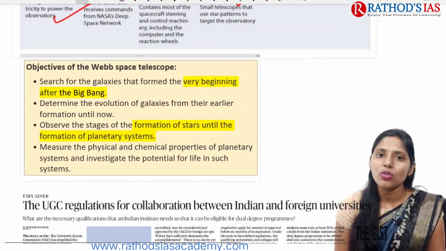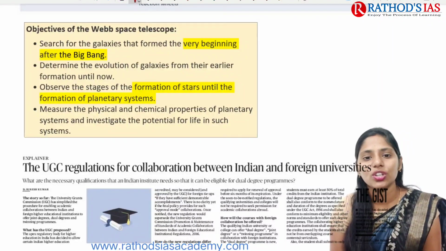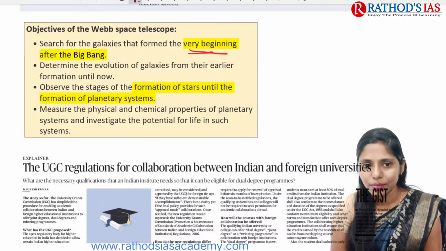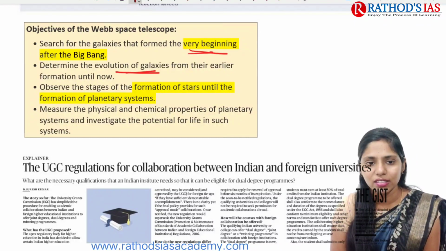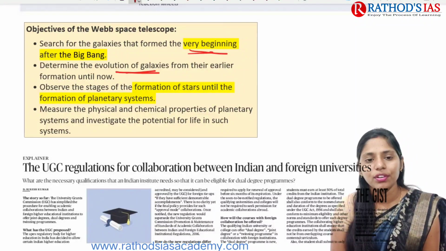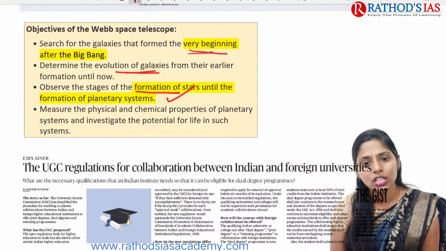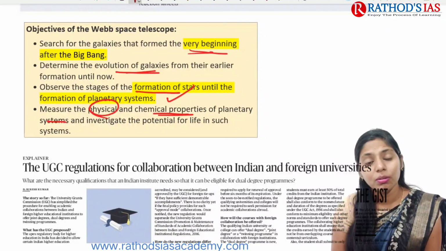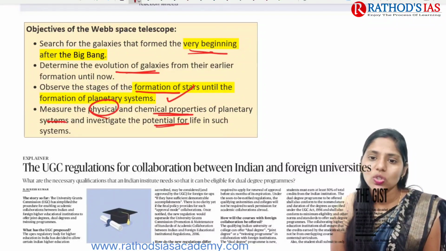And if you are talking about the objectives of this Webb space telescope, it will be helpful for searching for galaxies which formed at the very beginning after the Big Bang, for determining the evolution of galaxies, and for observing the stages of formation of stars up to the formation of planetary systems. We can also look at the physical and chemical properties of planetary systems, and it will be helpful for investigating the potential for life in such systems as well. So these will be the objectives.